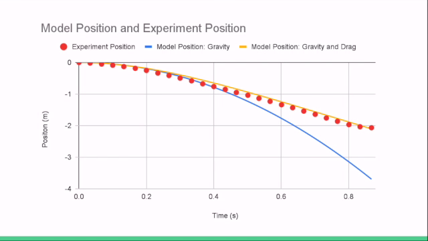Now, looking at the given experimental position and the model position of both gravity and of drag, we can see a number of things. First off, when looking at gravity alone, this tends to overpredict the position of the fallen object due to the lack of calculating the air resistance. But when we calculate the gravity and the drag, you can see the model lines up fairly nicely, although it does tend to underestimate the position. And this can be due to the camera quality or faulty positioning in Tracker.